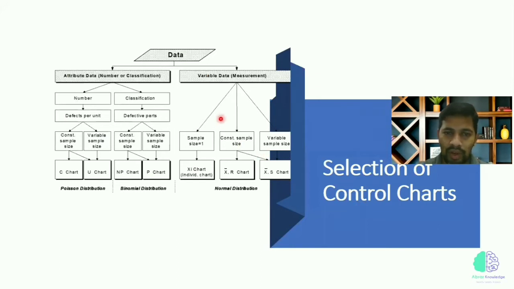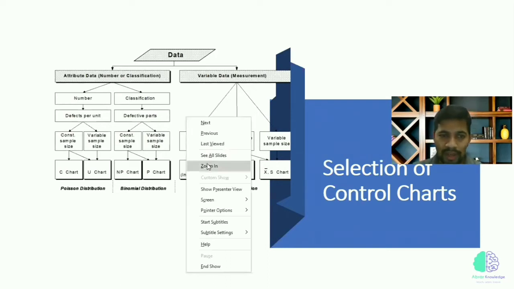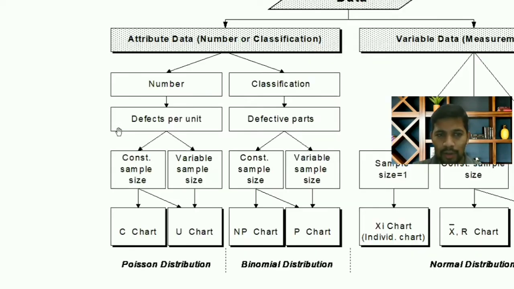This is what we are talking about with variable data, when you have measurable data. IMR is used when the sample size is 1, and the X bar R chart when you have up to 8. When you have more than 8, or a variable sample size, you can use the X bar S chart. What distribution does it use? It uses the normal distribution.